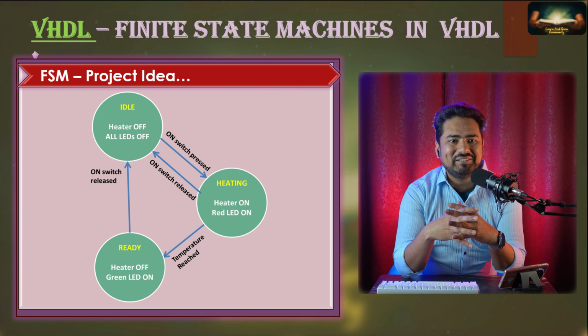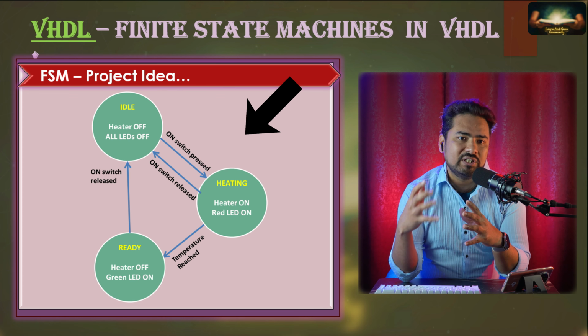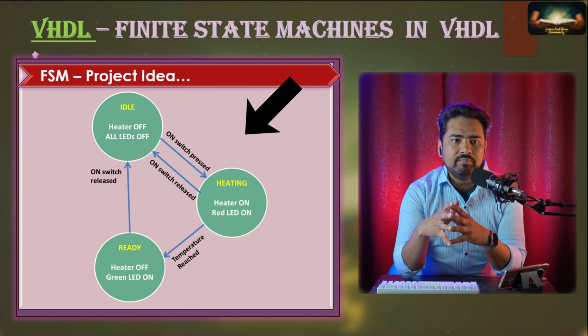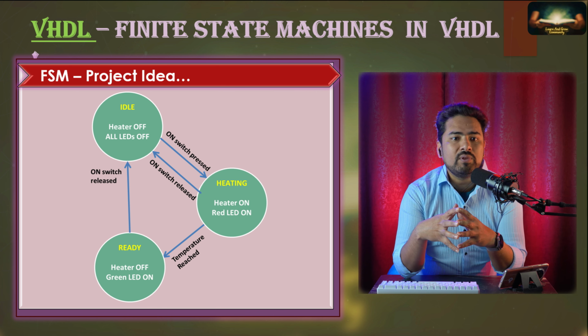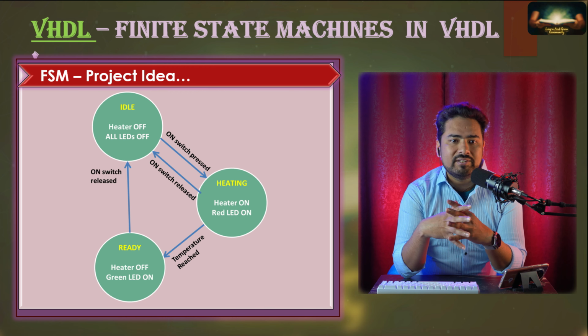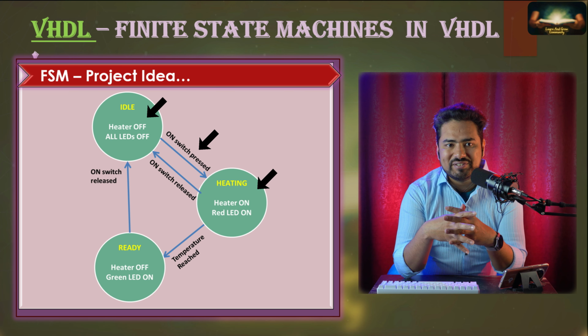So let's start. This is a simple example of a finite state machine system. In this example, we have a heating system like in your geyser, etc. So let's see how you can develop this using finite state machines. We will look at different states and their transitions.